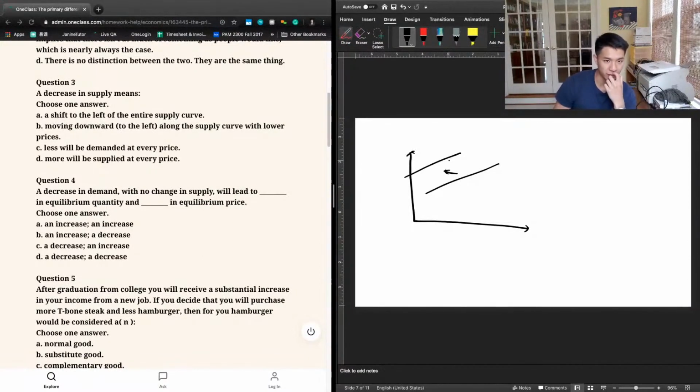B says moving downward to the left along the supply curve with lower prices. Again, that's not going to be the right answer. That's a decrease in quantity supplied, not a decrease in supply. C says less will be demanded at every price. That's a leftward shift in the demand curve, not the supply curve. And D says more will be supplied at every price. That's a rightward shift, an increase in supply, not a decrease in supply. So A is going to be the right answer here.